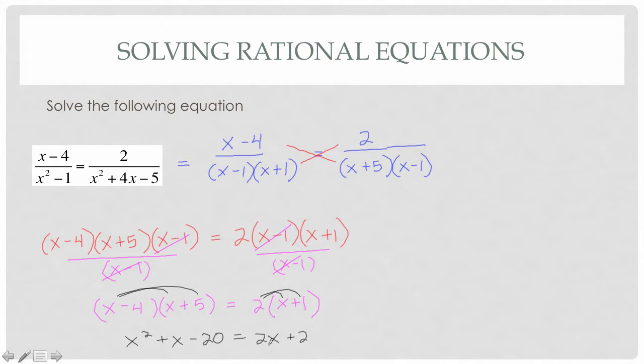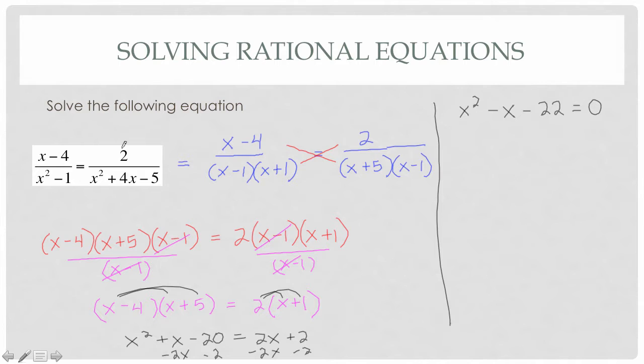And now I'm going to subtract 2x from both sides. I'm going to subtract 2 from both sides, and I'm going to get over here, we've got x squared minus x, and then minus 22 equals 0. And again, I got the minus x because I subtracted 2x from both sides, and then we subtracted 2 from both sides. Okay, so there is my new polynomial.